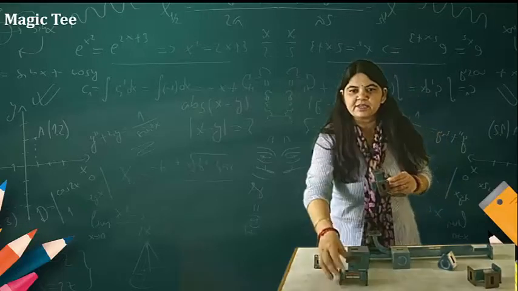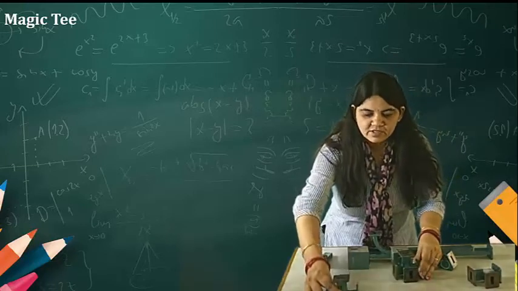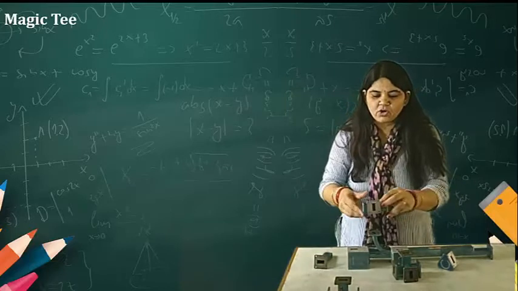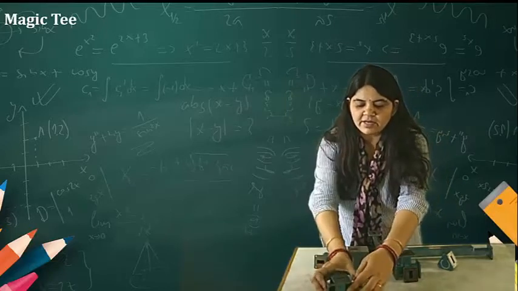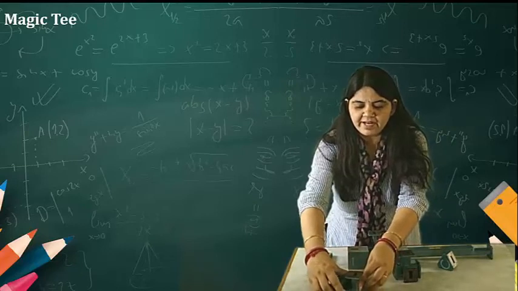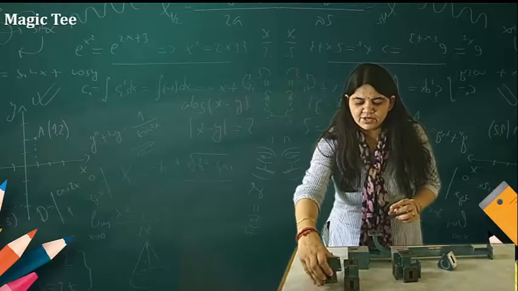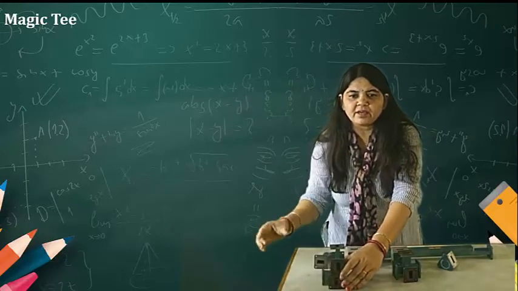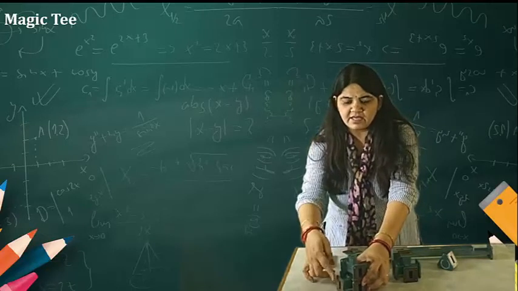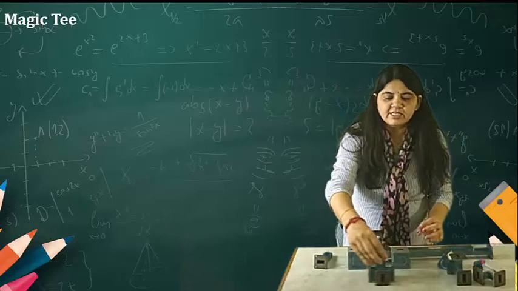Now here you can see, this is my H plane T over here. Again, you can see this is my E plane T. So you can see over here that by the use of these two components we have the E plane T and H plane T combination. So what is this?